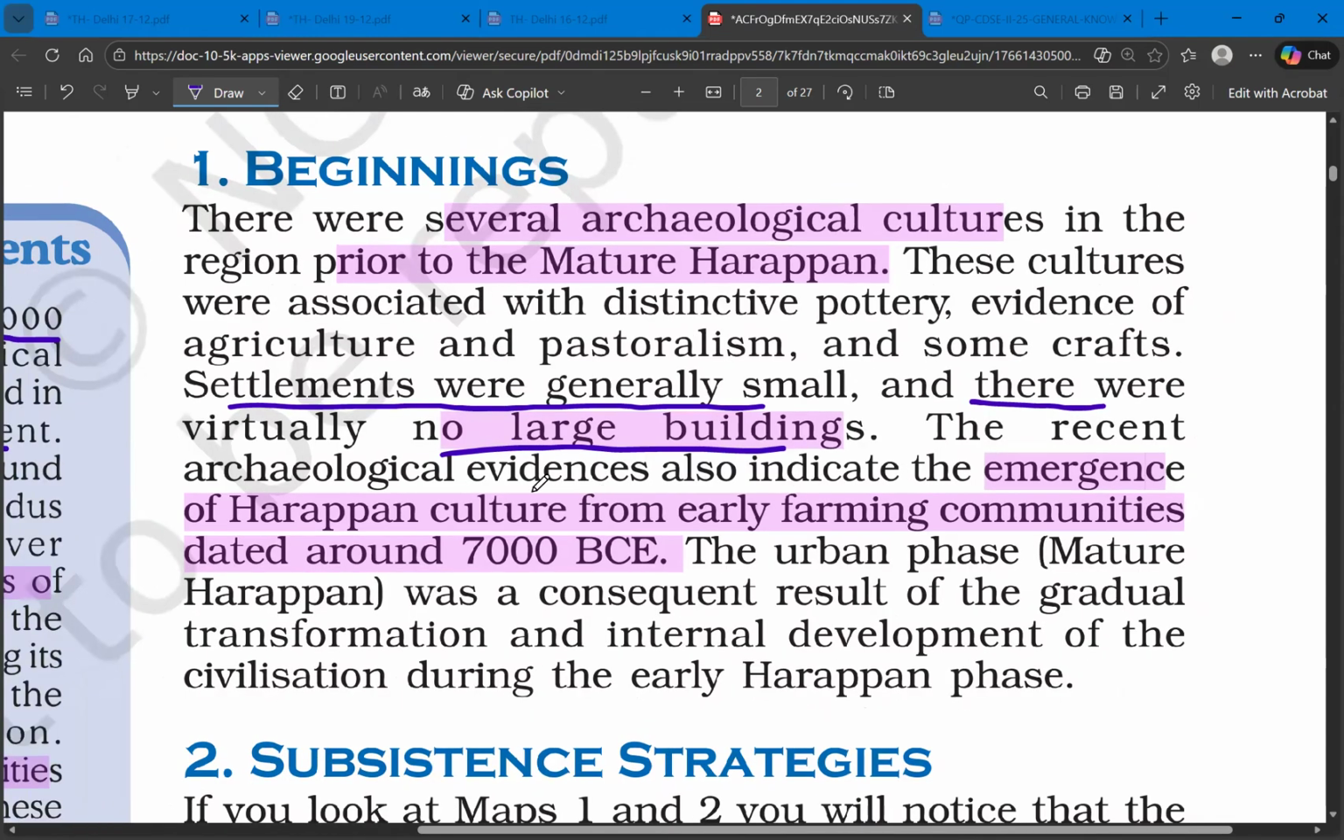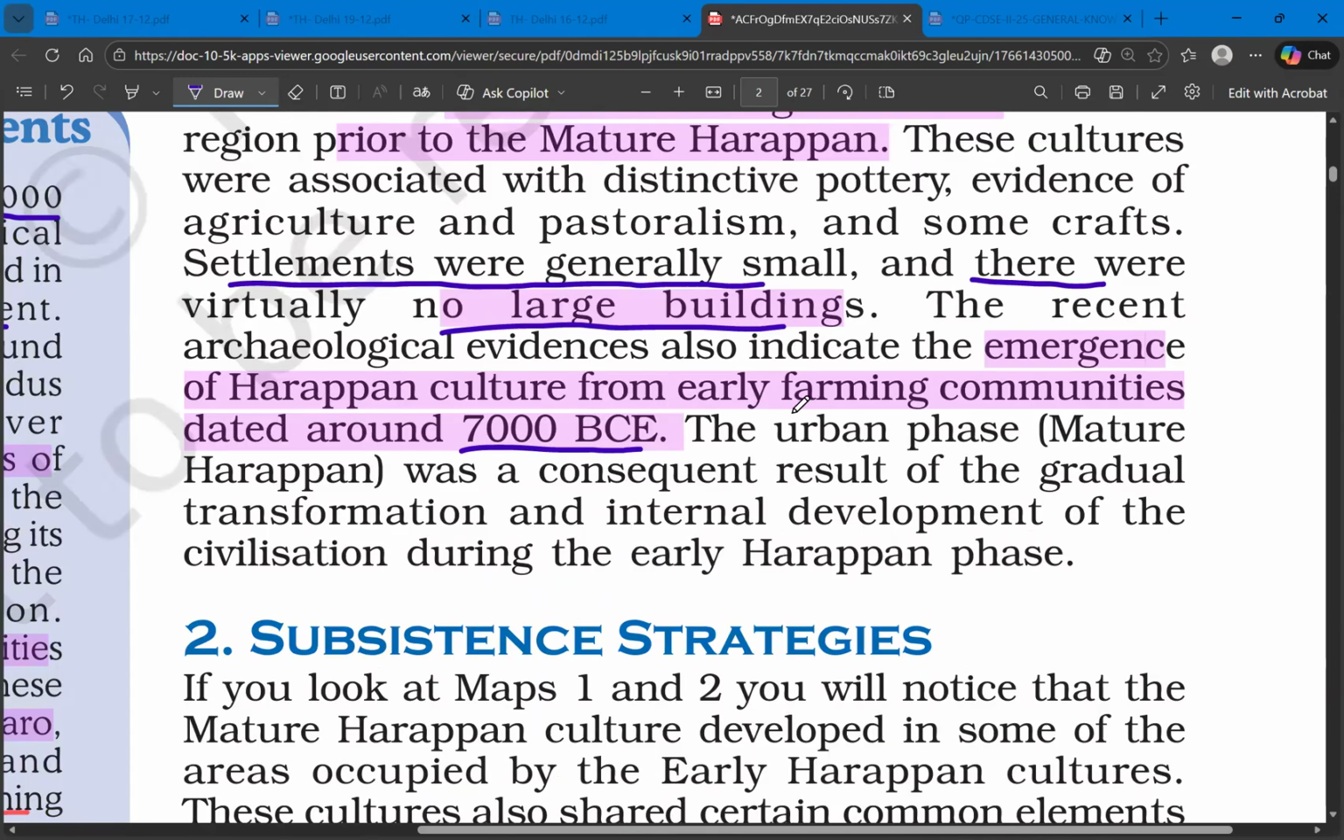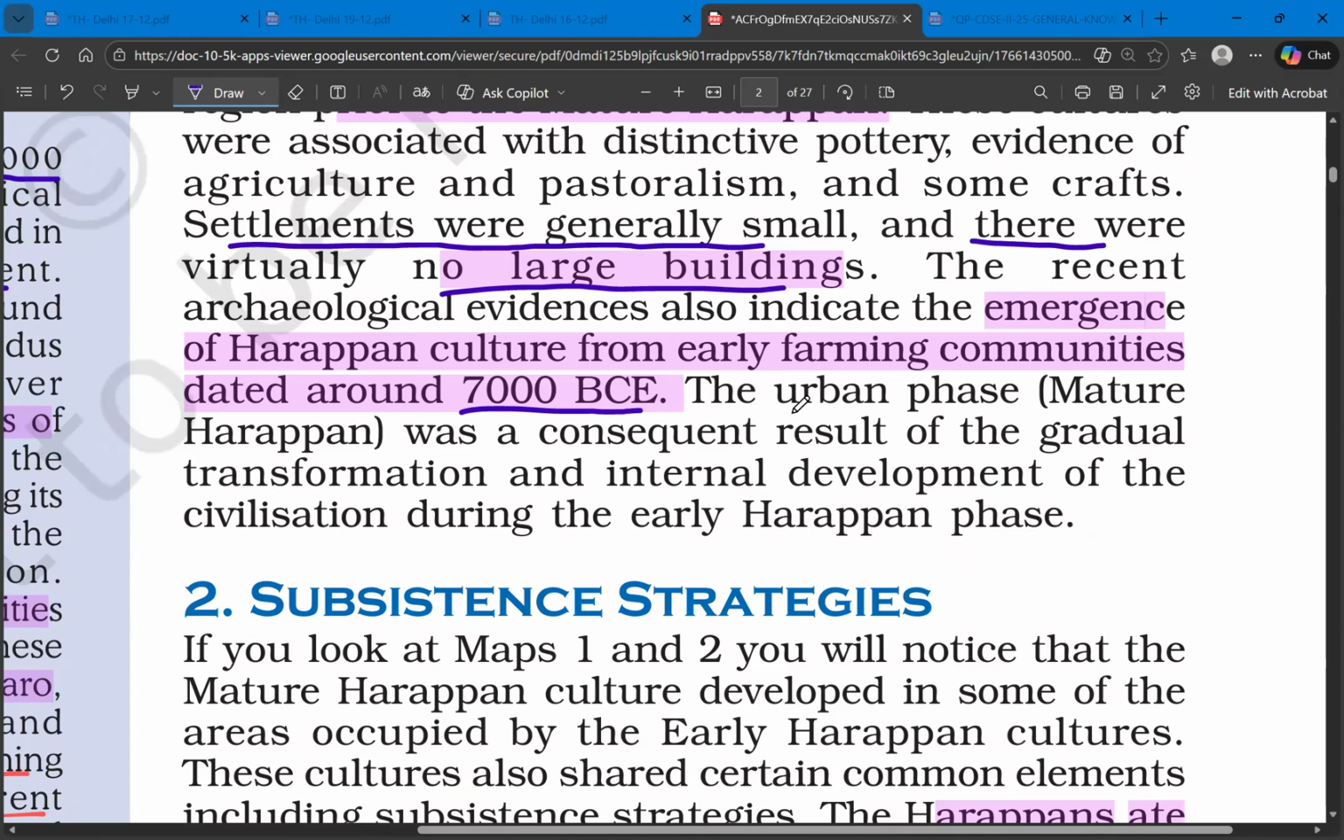Recent archaeological evidence also indicates the emergence of Harappan culture from early farming communities dated around 7000 BCE. Although we studied that the Harappan civilization ranged from 6000 BCE to 1300 BCE, recent evidence points to 7000 BCE. The urban phase, also called the mature Harappan, was a consequent result of the gradual transformation and internal development of the civilization during the early Harappan phase.